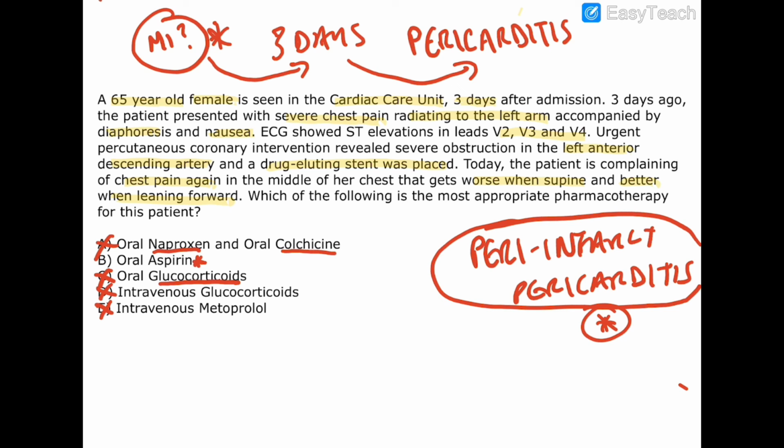That leaves us with one option, being oral aspirin. A high dose of aspirin of roughly around 650 milligrams is typically advised. So the correct answer is use of aspirin for peri-infarct pericarditis.